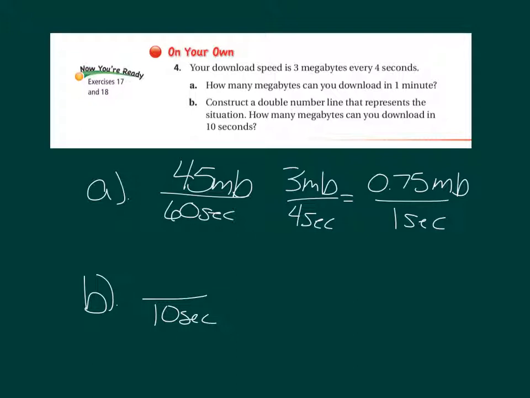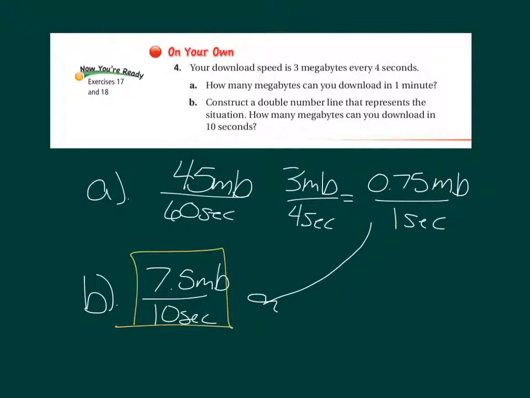Again, I'm going to use this same unit rate down here. Instead of constructing a table, I'm just going to take 0.75 times 10, and that's pretty easy. We just shift the decimal. We get 7.5 megabytes. So again, this lesson is just making sure you follow your units and understanding what you're plugging in and why you're finding the unit rate the whole time.